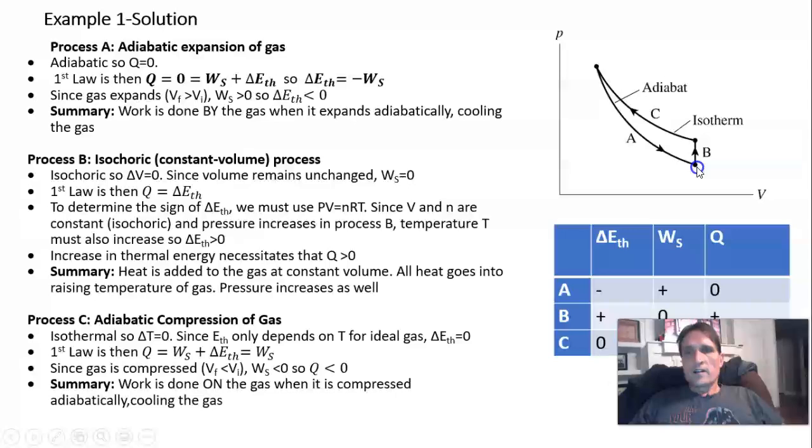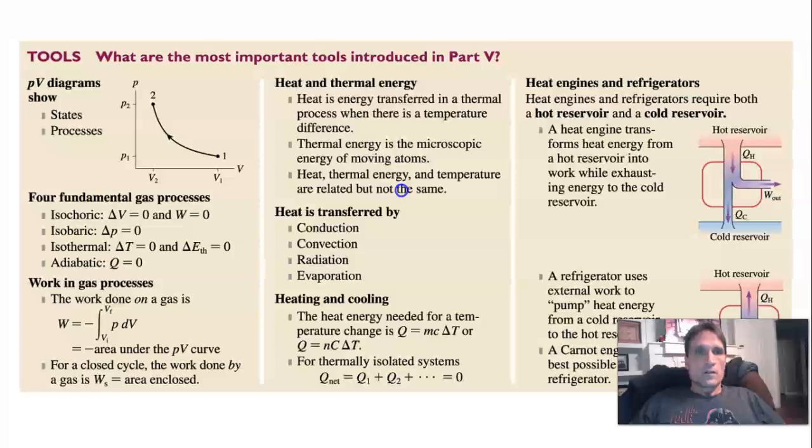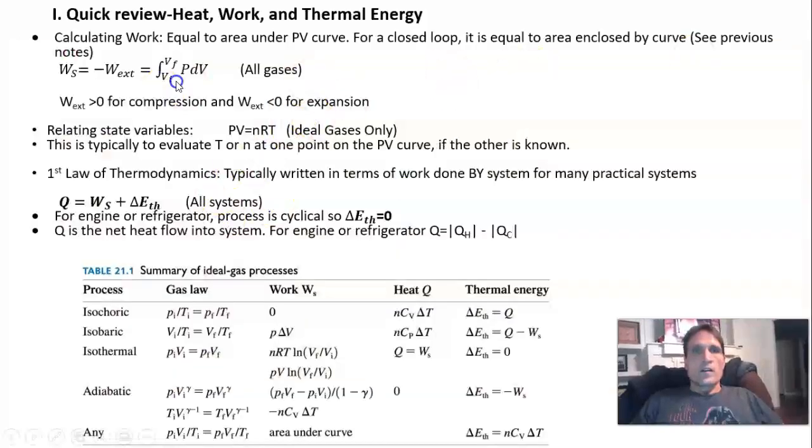Process B here is isochoric. Why is it isochoric? Well, the volume isn't changing as we're going up here. The volume is constant. And since the volume is unchanged, remember, work is equal to the integral of pressure times the change in volume, and so if dV is 0, there's no work done.